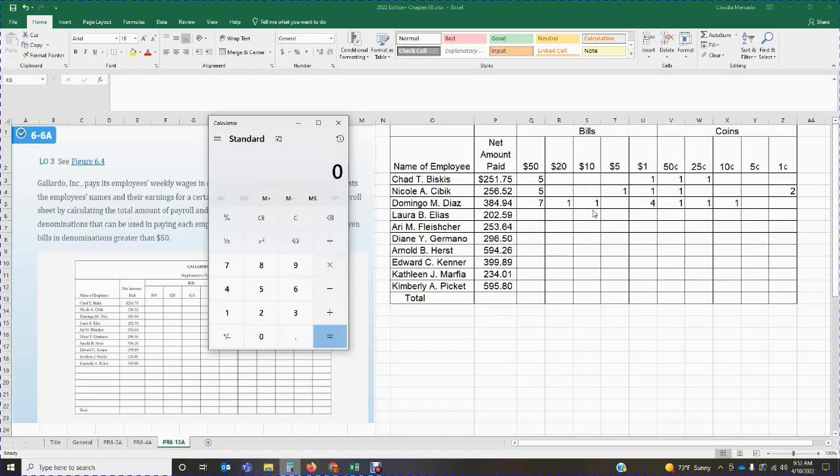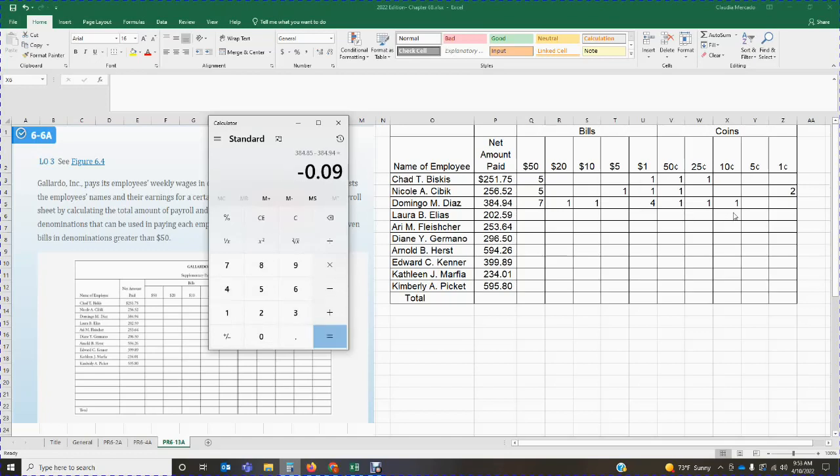7, 1, 1, and 4. Yeah, that should be correct. So it's 350, and then 20, and then 10. That gives me 3. Okay, I was adding the 5. I shouldn't be adding the 5. It's 0 there. And then plus 4. That gives me 384. Very good. And then I'm going to add 50 cents, 25 cents, and 10 cents. That gives me 384.85. I'm going to subtract the 384.94.